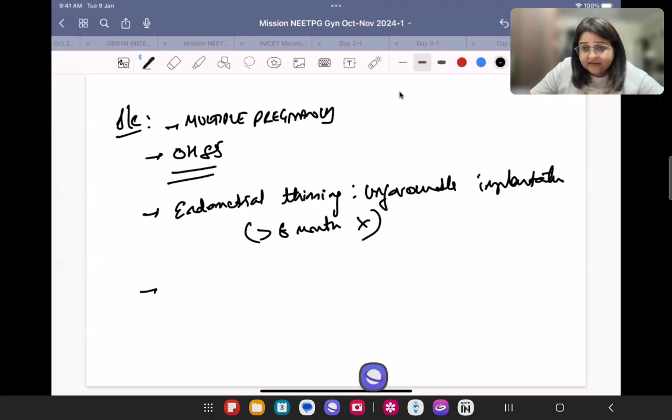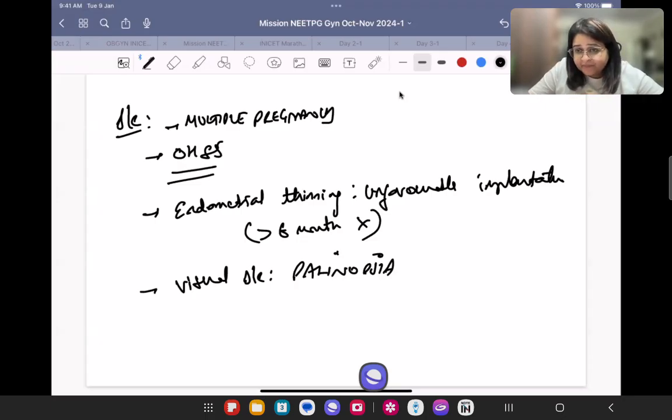What else? Yes, a rare visual side effect called palinopsia has been reported. Those who are studying ophthalmology can tell us what palinopsia is. I only know that palinopsia exists. Okay. Why does it cause thinning? Because it is an anti-estrogen. Estrogen causes endometrial thickening; anti-estrogen is going to cause endometrial thinning. Over prolonged months of usage, it will cause thinning.